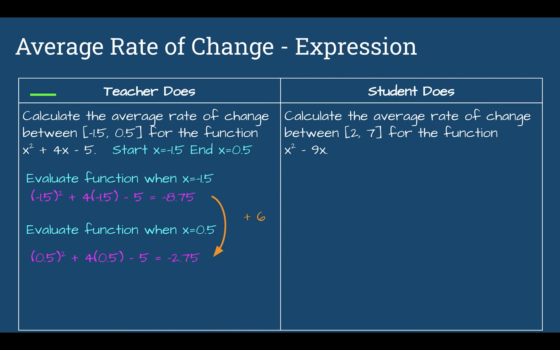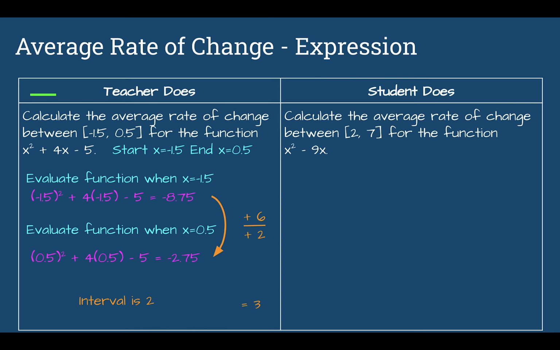How long did it take to do that? What was our interval? Negative 1.5 to 0.5. That is 2 units. So it went up 2. Positive 6 divided by positive 2 is 3. So our average rate of change for this function over the interval we were given is 3.